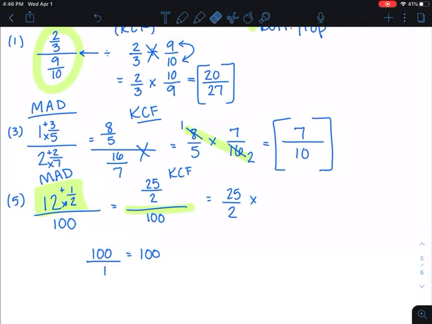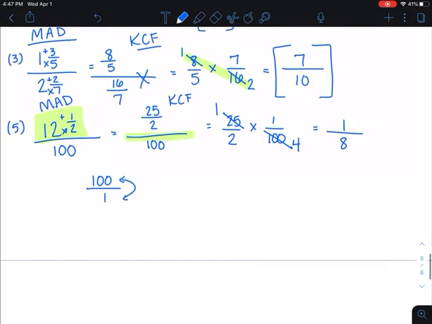If I do 100 divided by 1, it still equals 100, right? So I'm going to take my 100 divided by 1, and I'm going to flip that. When I flip it, then I will get 1 over 100. We can cross cancel. 25 goes into 100. 25 goes into 25 one time, and 25 goes into 100 4 times. And I know that because I like to think of quarters, and there's 4 quarters in $1. Okay? And then we multiply straight across. 1 times 1 is 1, and 4 times 2 is 8.